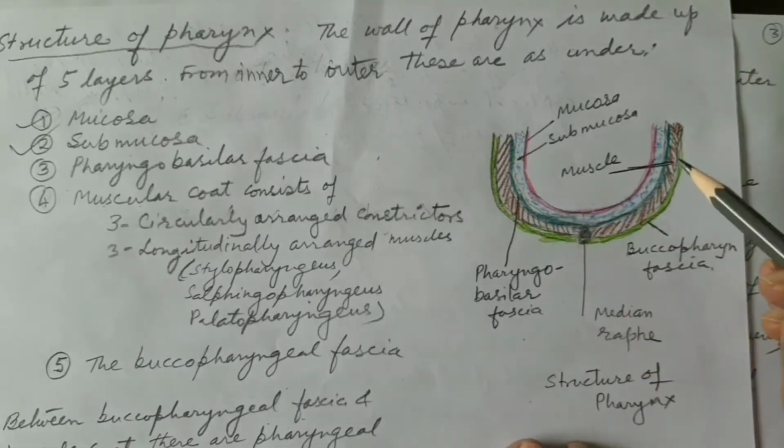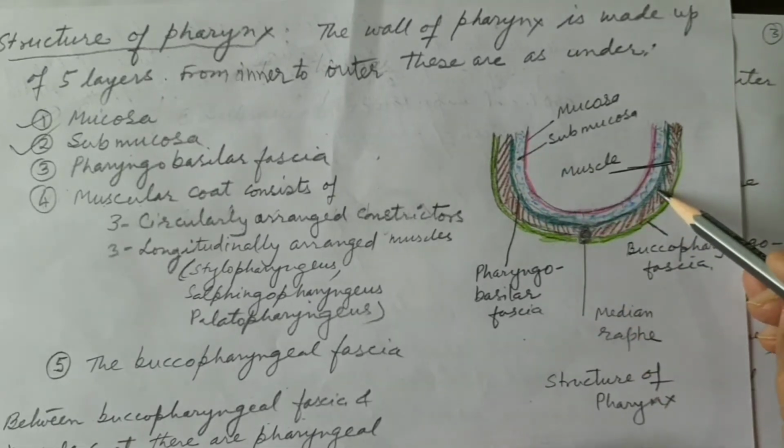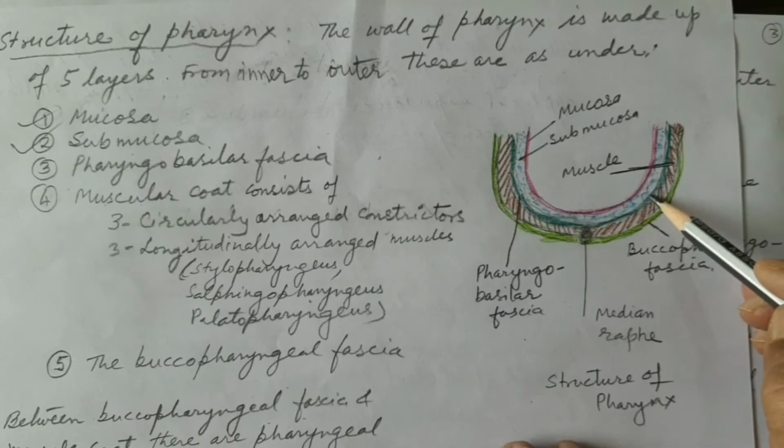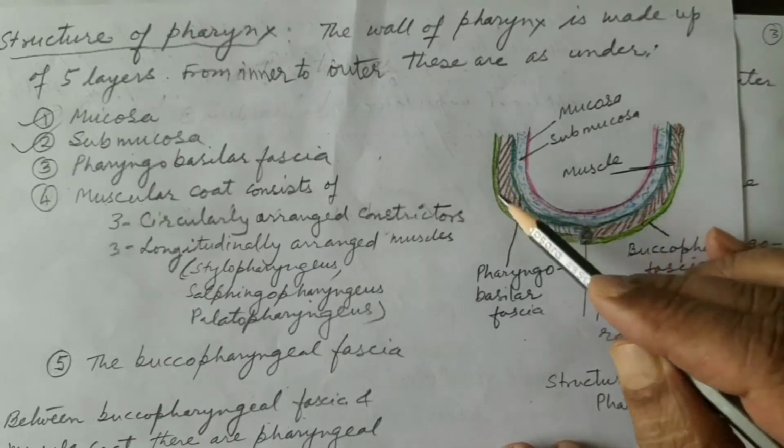This green color line is called the pharyngobasilar fascia. I will tell you a little more detail about this pharyngobasilar fascia. Let us first complete what the other layers are.